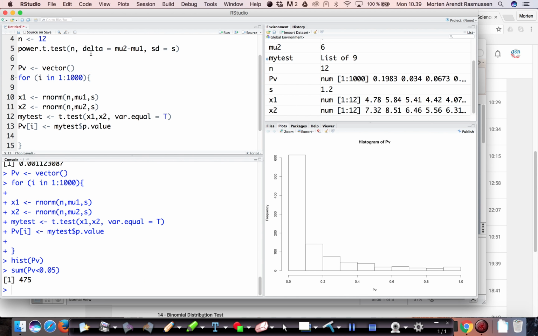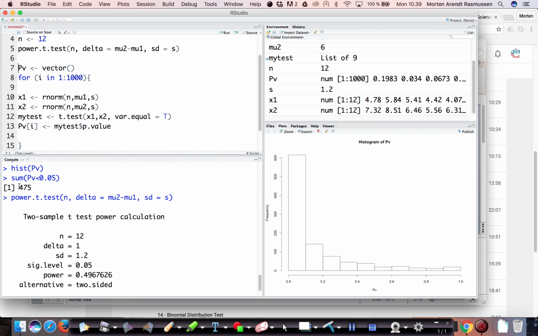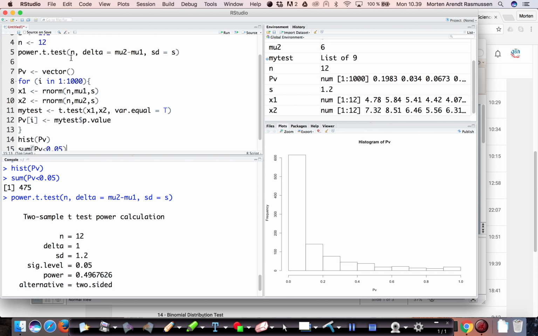If we just check the power calculation up here, it says 0.49, so really close to the proportion here. This one is out of 1,000, so this one divided by 1,000 is pretty close to this one. So here I've shown you how you can actually verify that your power calculation is indeed returning the correct answer.